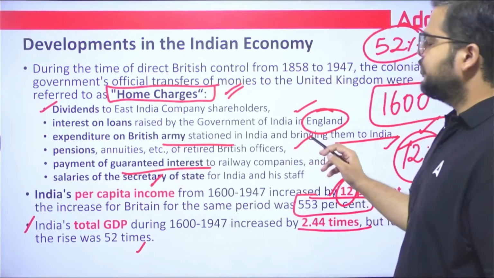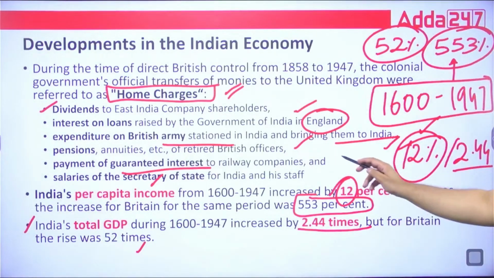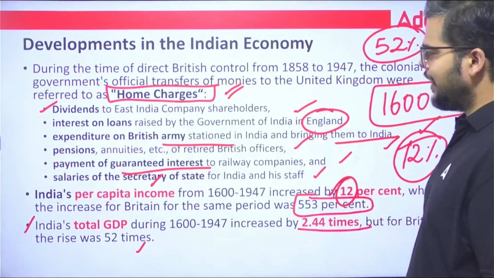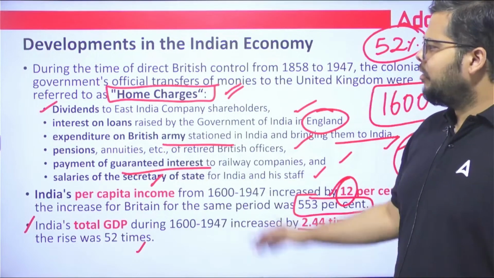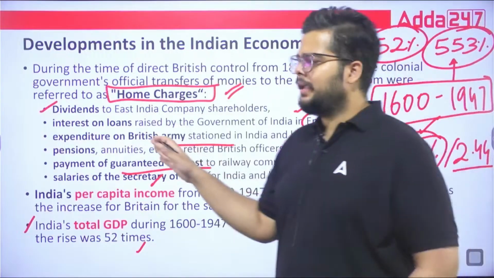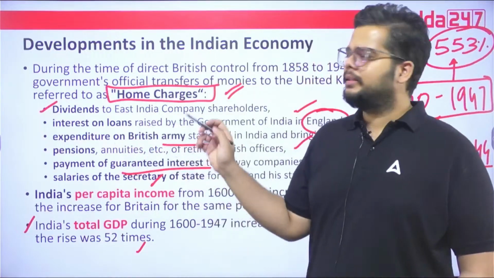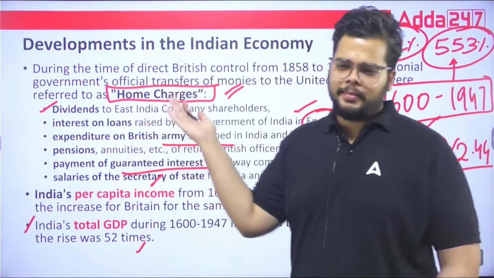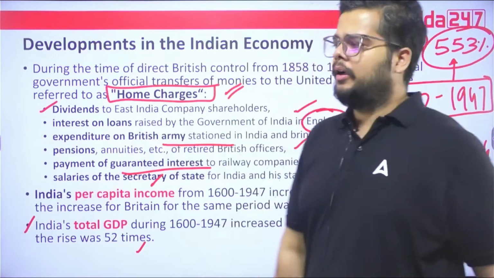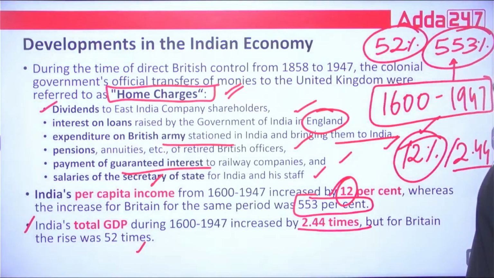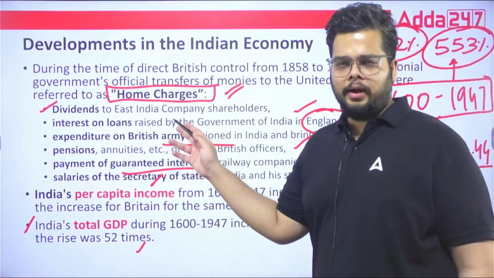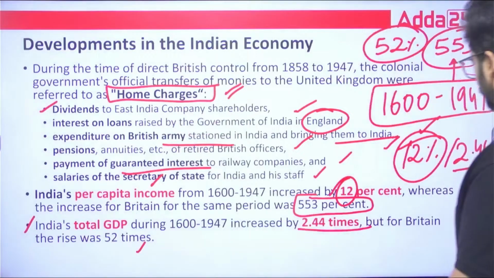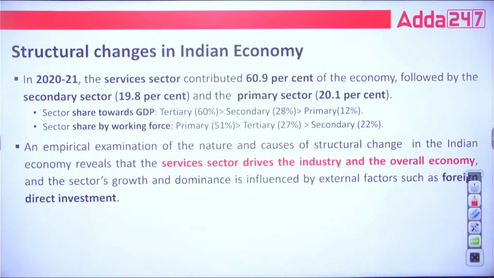Payment of your guaranteed interest to railway companies plus salaries of Secretary of State and entire staff. So you can see that all these were being collected by the Indian subjects in the name of home charges. Question can be asked that which of the following are the components of home charges which the Britishers collected from the Indian subjects. So mark this important. IIBF can ask you this question.